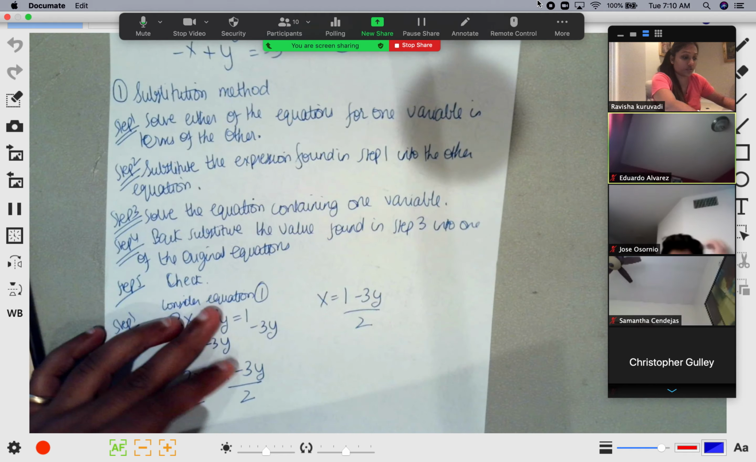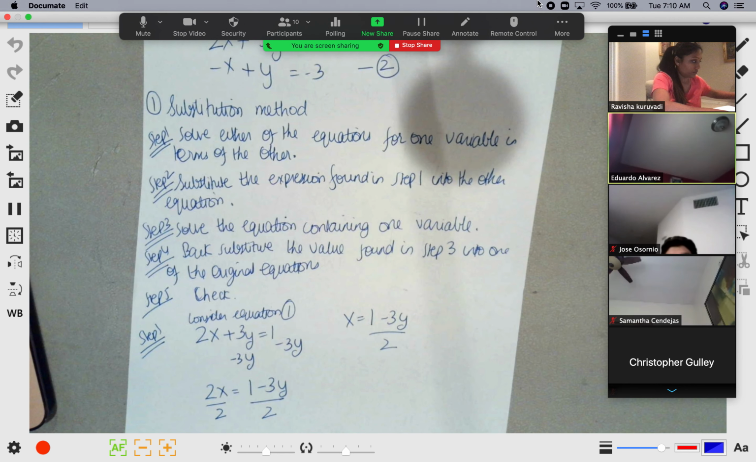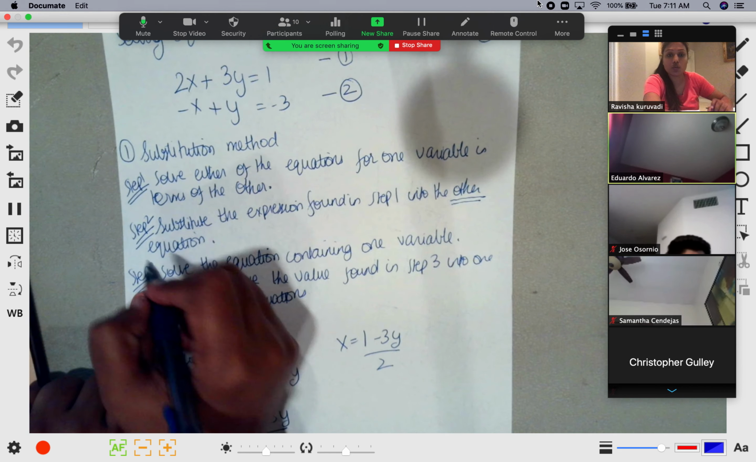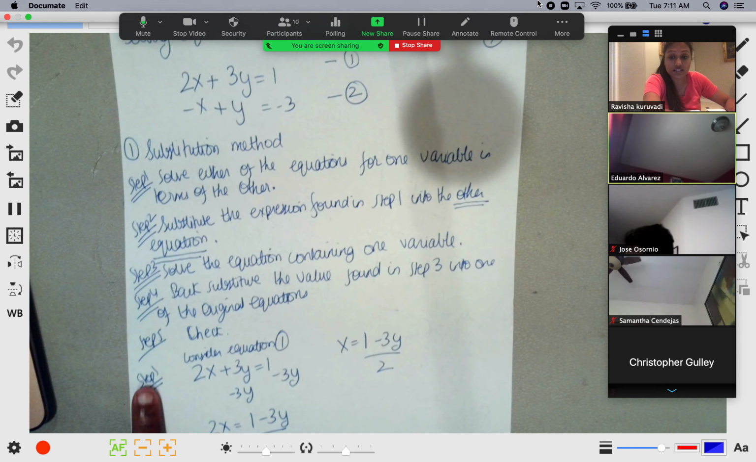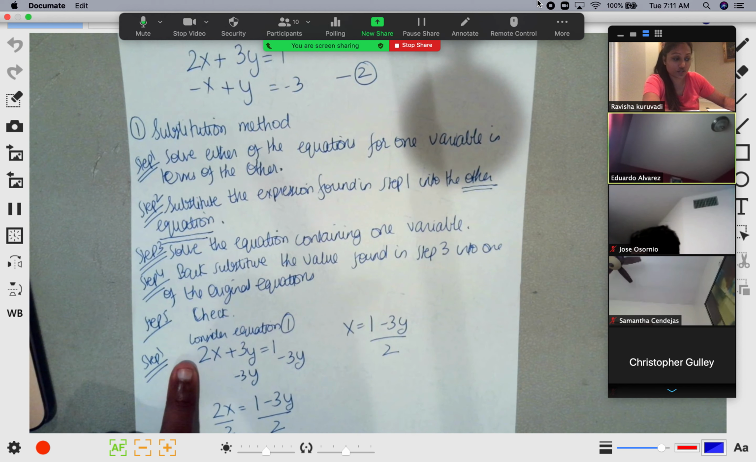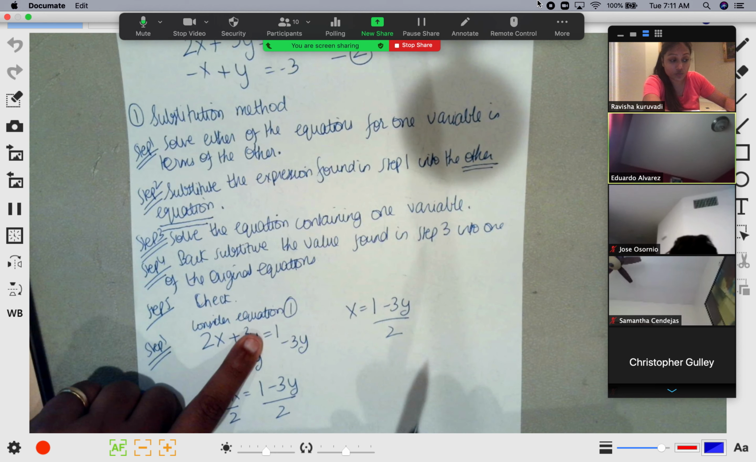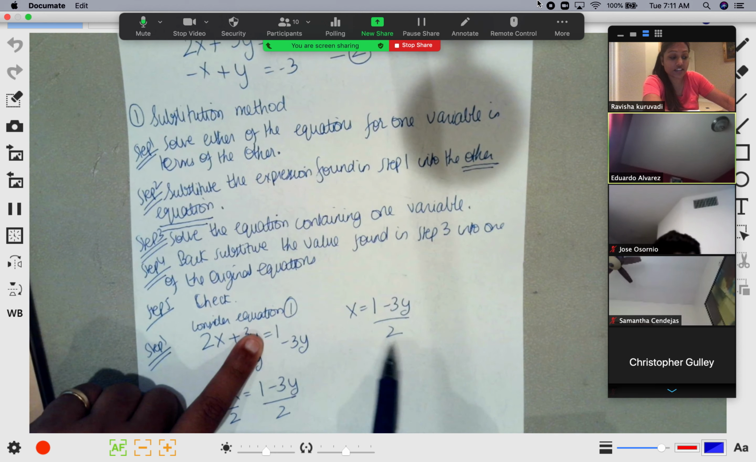So okay, Eduardo, step 2. Step 2, substitute the expression found in step 1 into the other equation. Everybody, I want you to underline this word, other equation. Whatever equation you chose in step 1, you're going to substitute into the other equation, not the same equation. So I considered equation 1. I found this thing. Now I'm going to substitute it in the second equation.